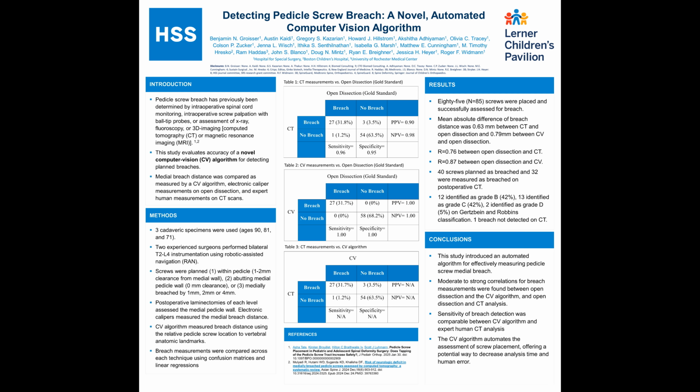For methods, we used 3 cadaveric specimens ranging in age from 71 to 90. 2 experienced surgeons performed bilateral T2 to L4 instrumentation using robotic-assisted navigation. Screws were planned within pedicle, 1 to 2 millimeters clearance from the medial wall, abutting medial pedicle wall, 0 millimeters of clearance, or medially breached by 1, 2, or 4 millimeters.